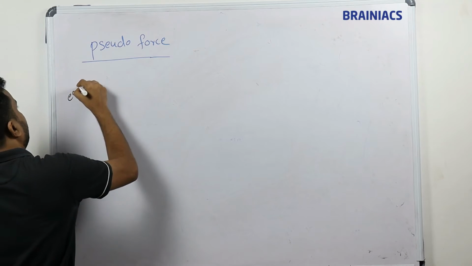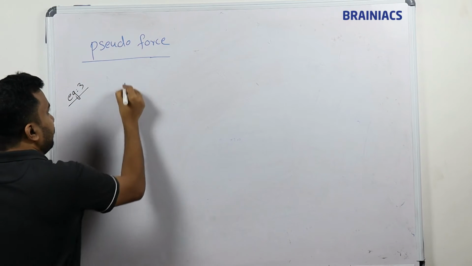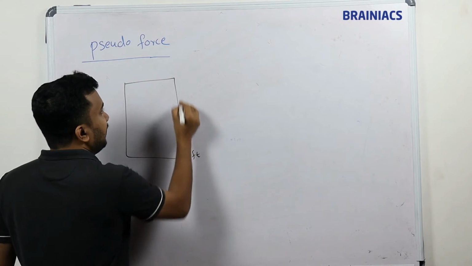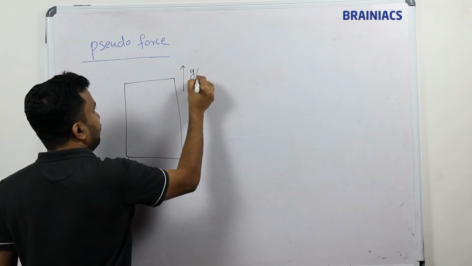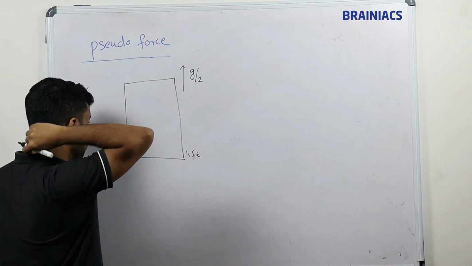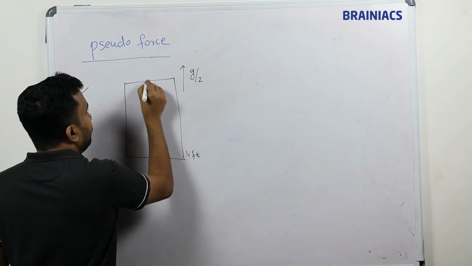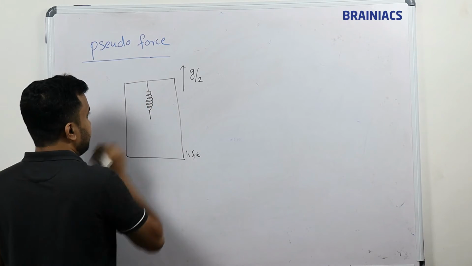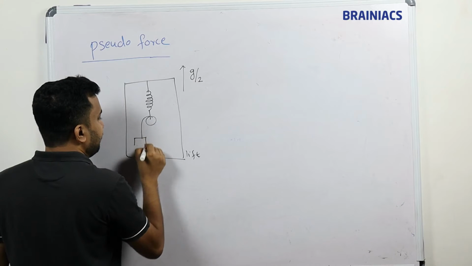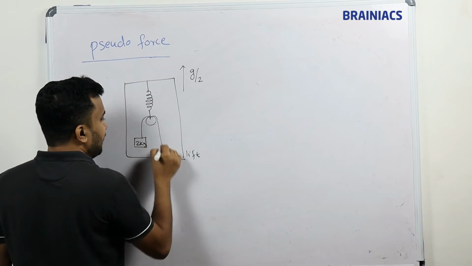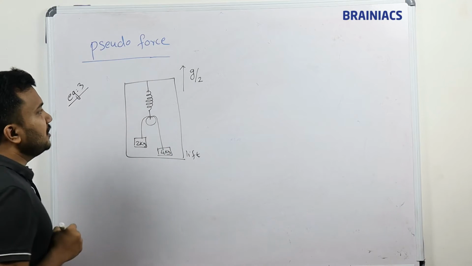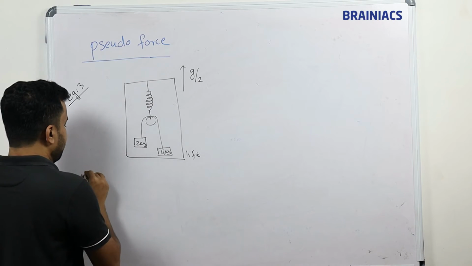Our example number 3. Suppose this is a lift. And the lift is moving with an acceleration of g by 2. And we have a spring connected here. Spring we will learn in detail, something called Hooke's law. And here we have connected a 2 kg and a 4 kg.